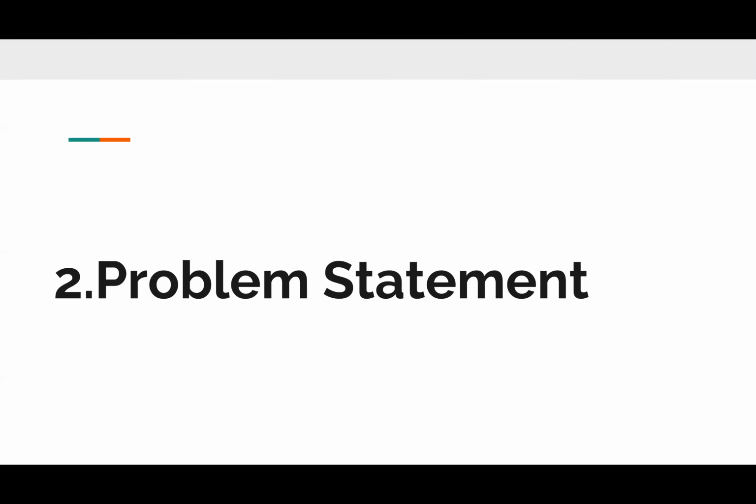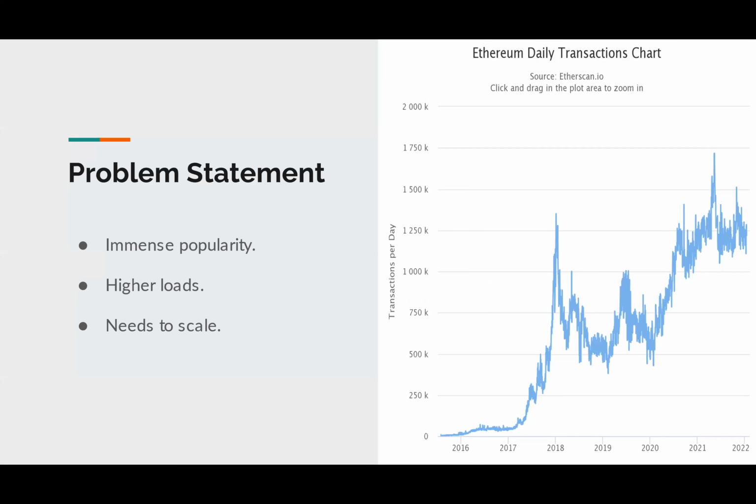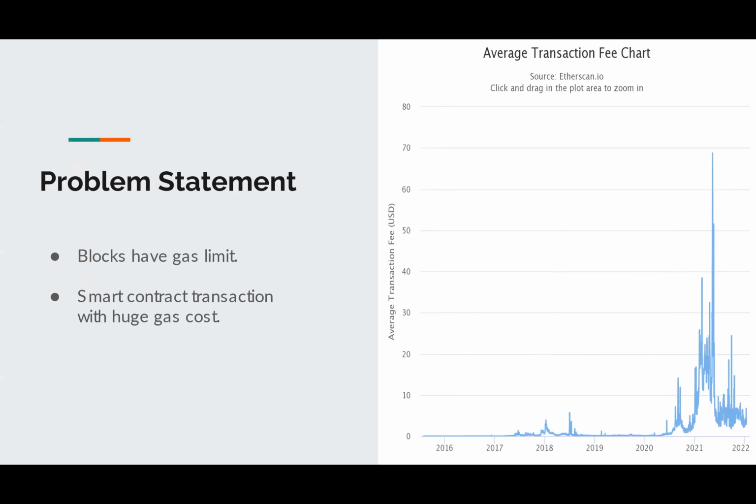We address two types of problems in Ethereum. It is gaining immense popularity in recent years, and its load is getting higher and higher, and it needs to scale better. Transaction throughput should be improved in some way. And also blocks have a gas limit, and because of that, some smart contracts consume a huge amount of gas. So blocks cannot include as many transactions as they want. They are limited by that gas limit.